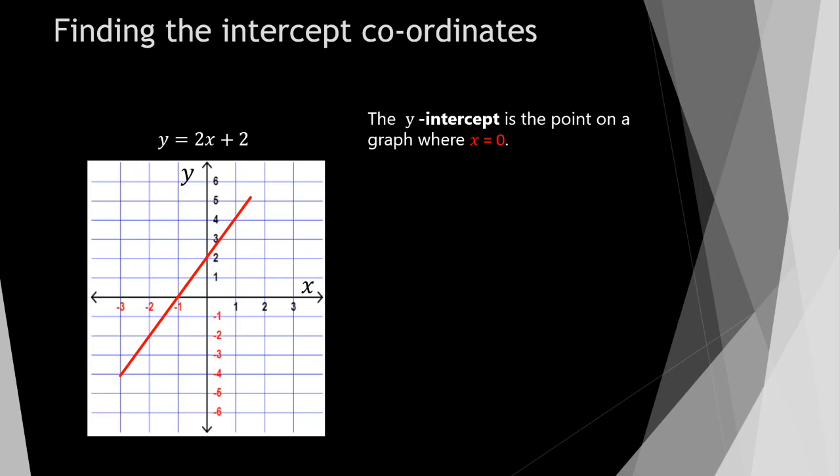So what we're going to do is take this x equals 0 and substitute it into our rule. So y equals 2 times 0 plus 2, which is 0 plus 2, which means our y equals 2.